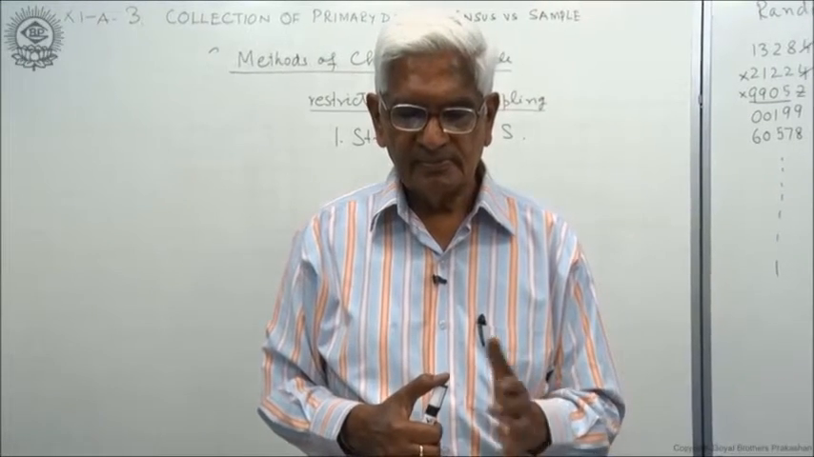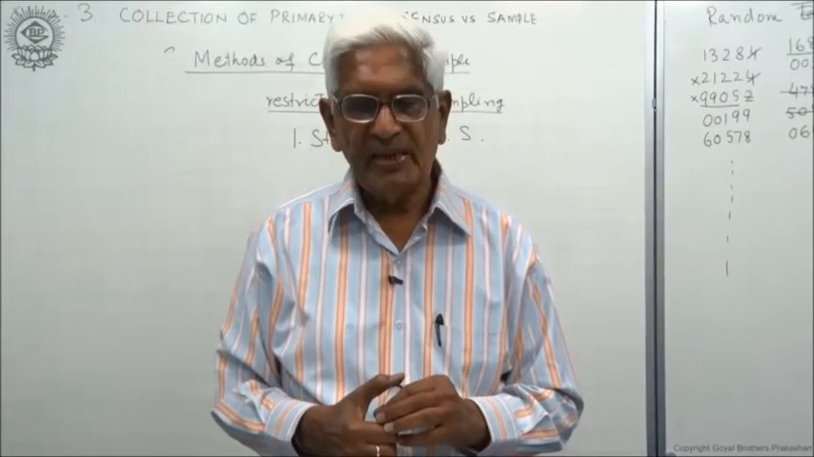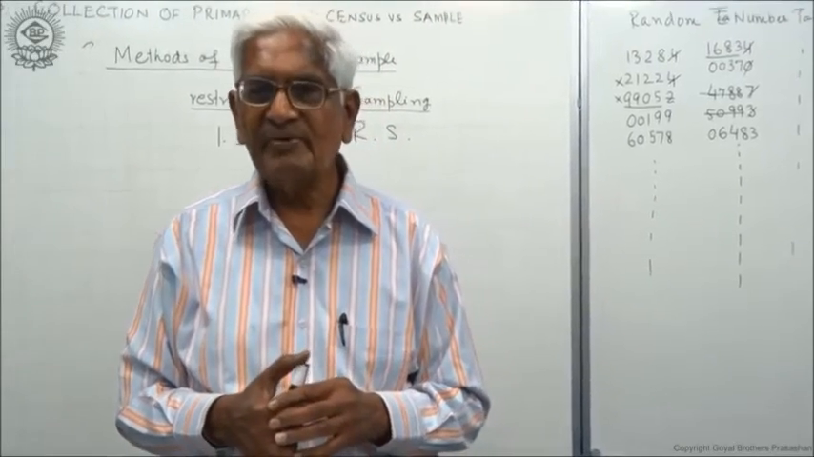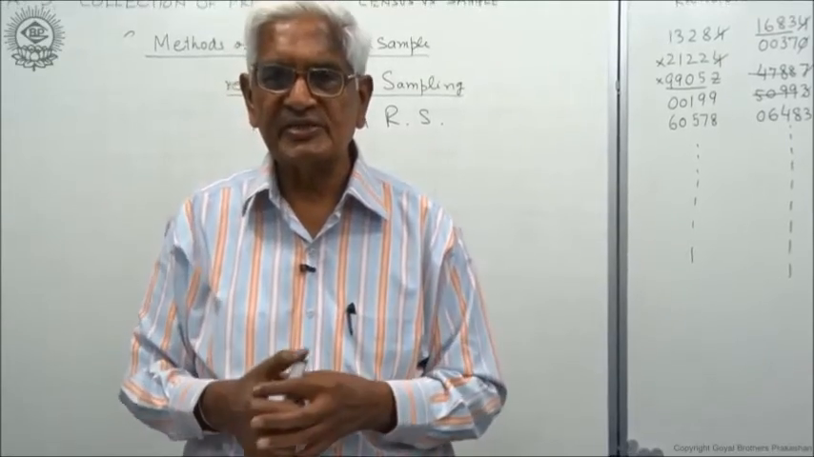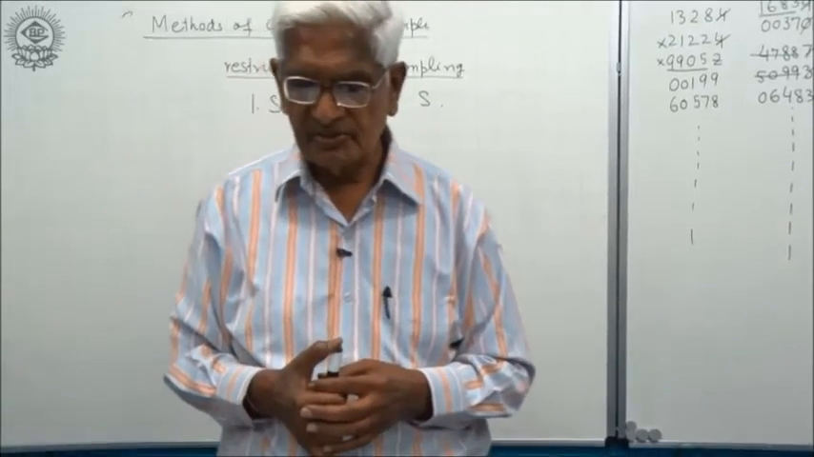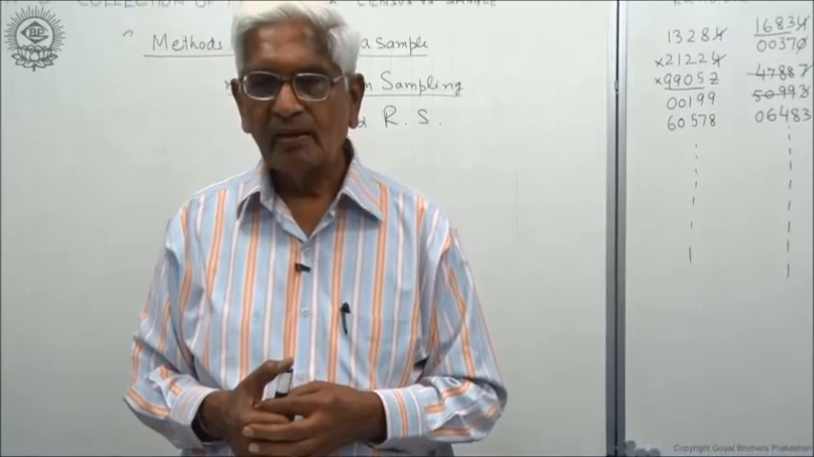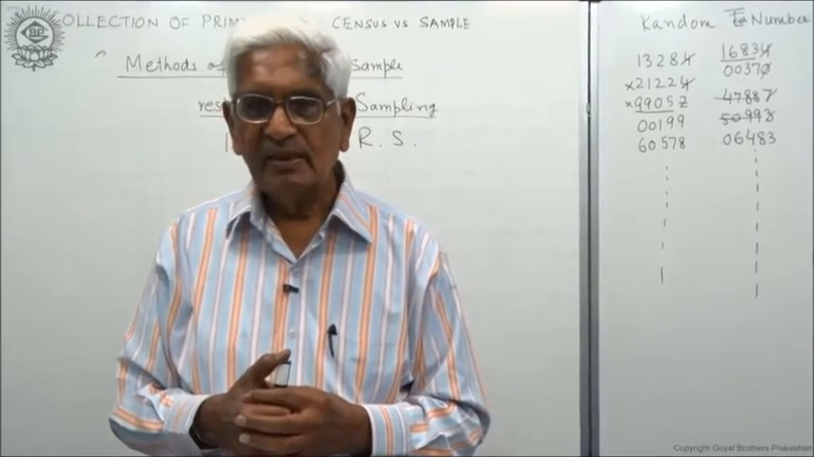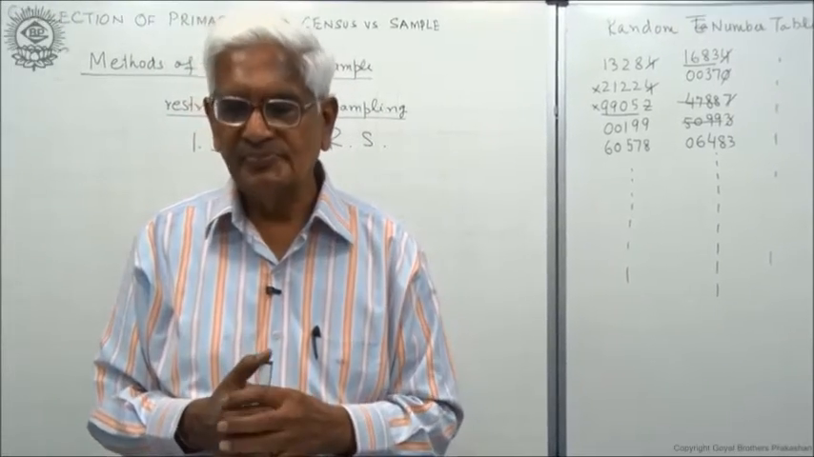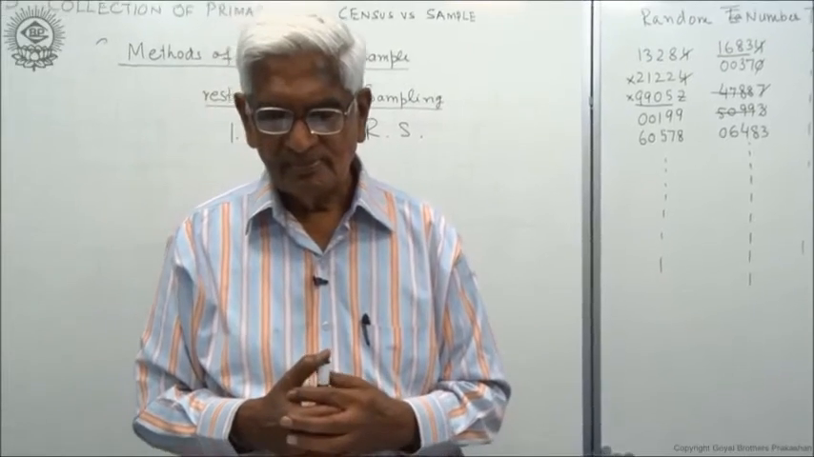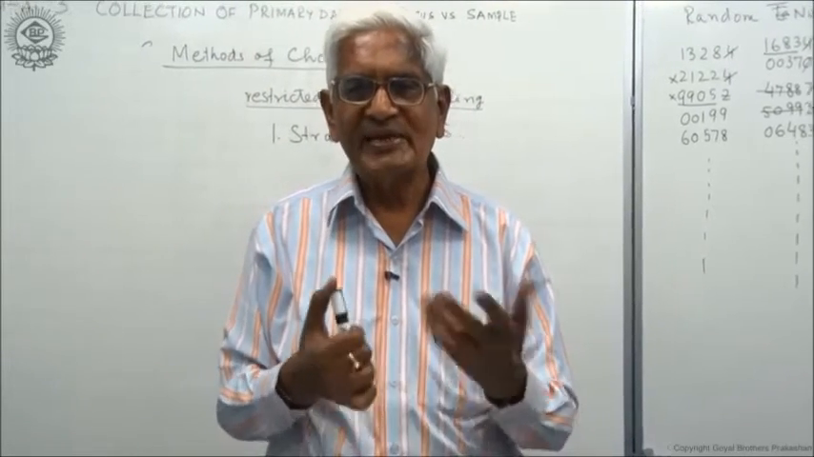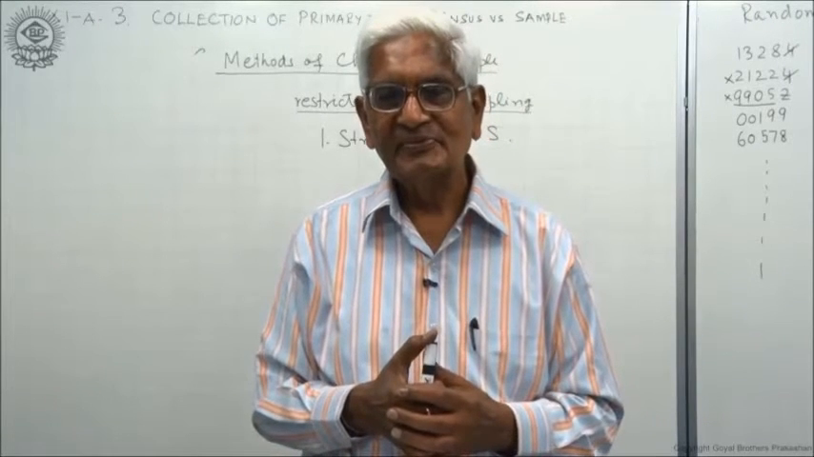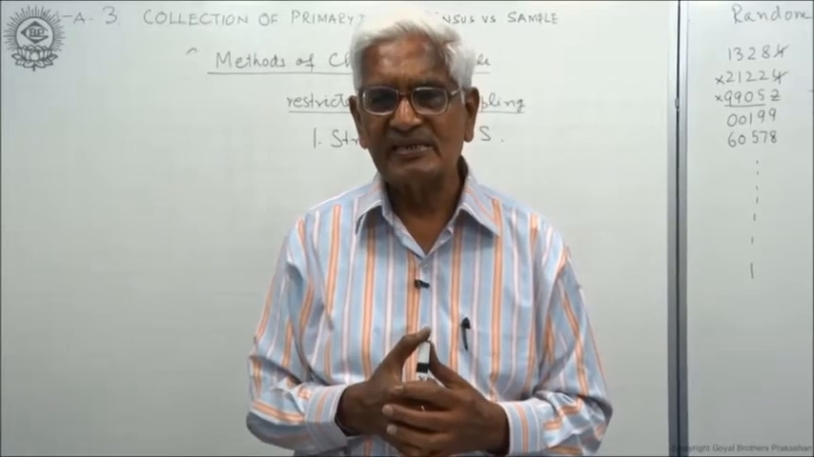Strata. So what is being done? The universe, 2000 students, subdivided into groups. I told you 40 sections of 50 students each. Now, what is the characteristics of group? There should be homogeneity within the group, within a strata. Homogeneity se kya matlab hai? Lagbhag ek jaise. Not all ek jaise, lagbhag ek jaise.